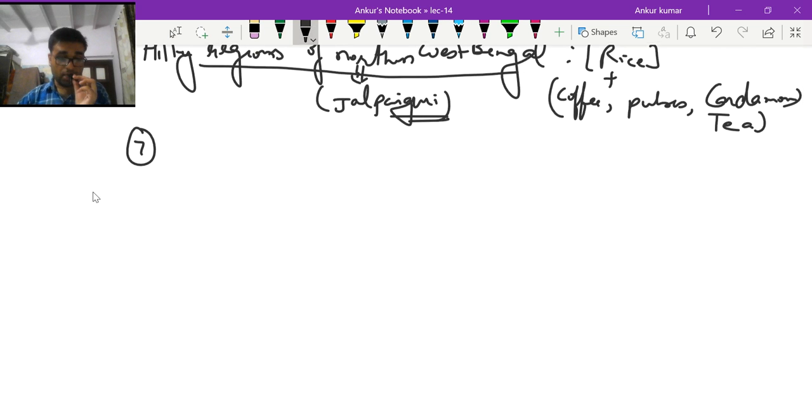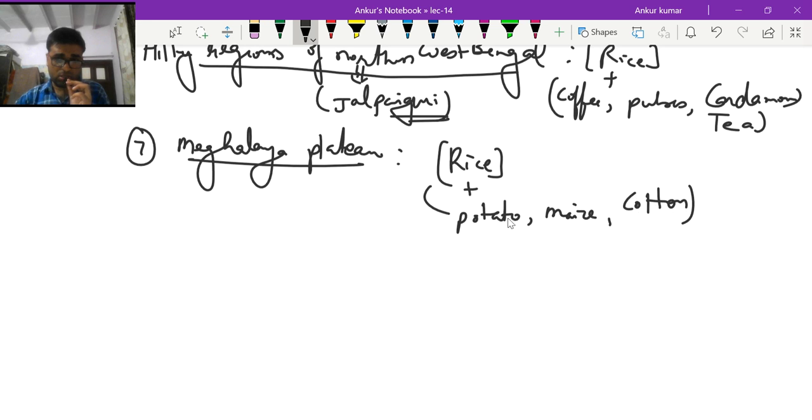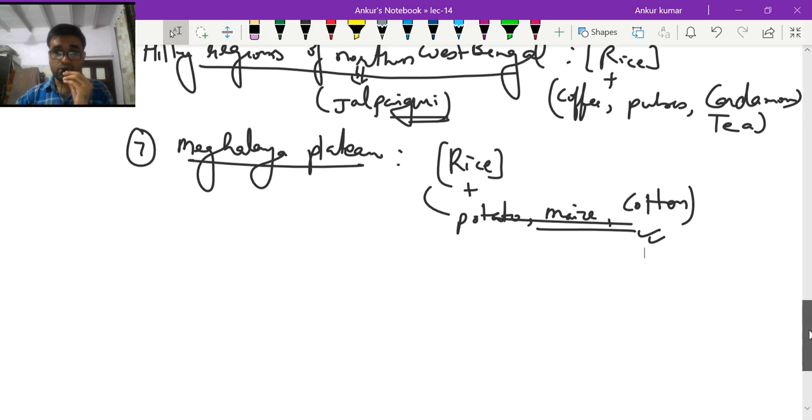Coming to the seventh region where rice is the primary crop, it is the Meghalaya plateau. Now again on Meghalaya plateau, the rice is the primary crop, but along with the rice, the associated crops are like potato, maize, cotton. So these are associated crops, right? So we discussed the seven regions where rice is the first ranking crop.